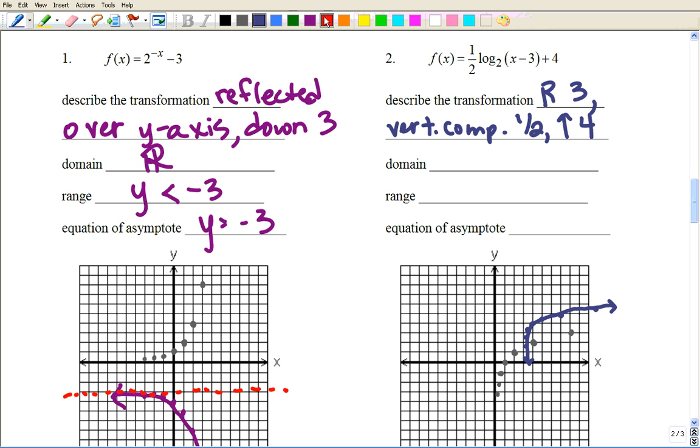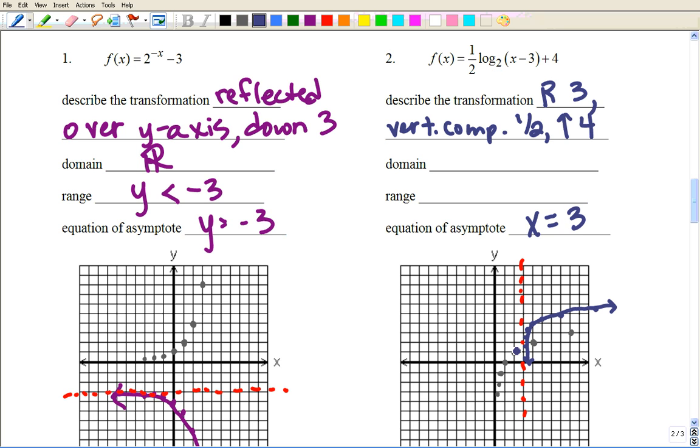All right, you can probably see where the asymptote is on this graph. It's where the little cluster of points is, where the points are getting really close together, the eighth, fourth, and half, where all of those go. So our asymptote here is at x equals 3.